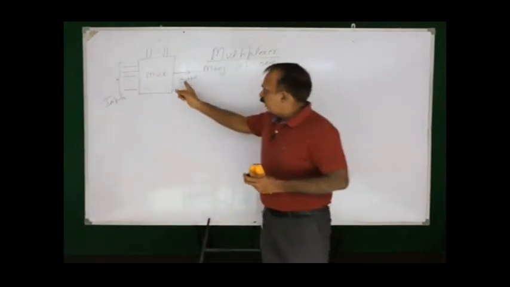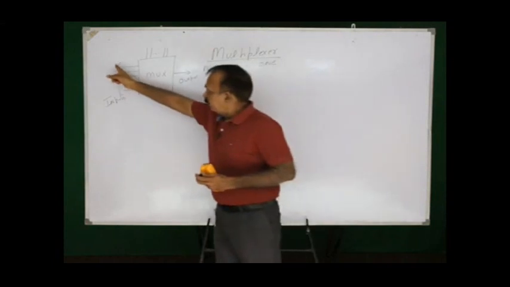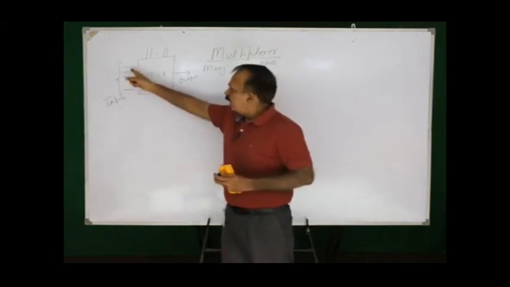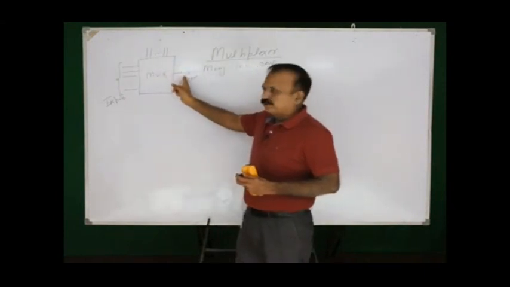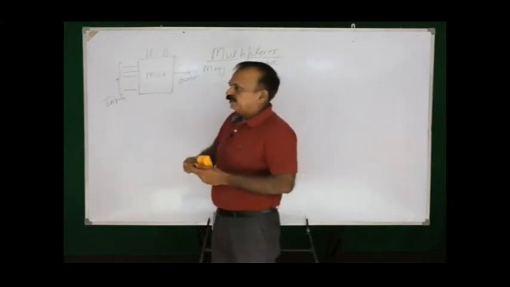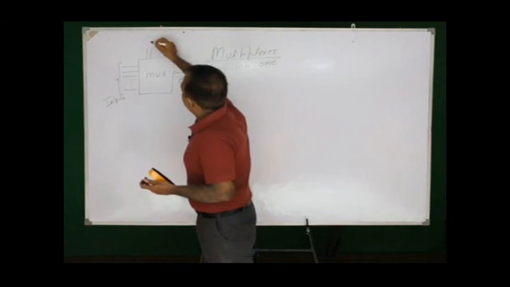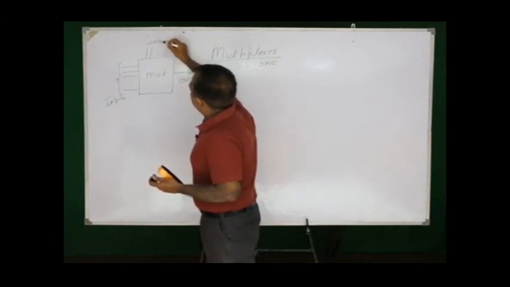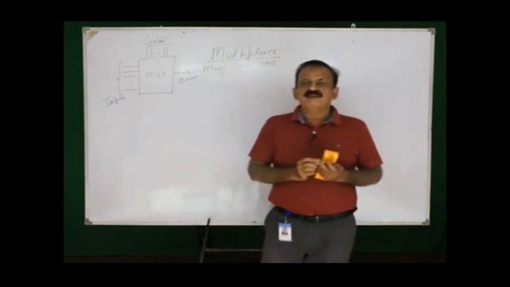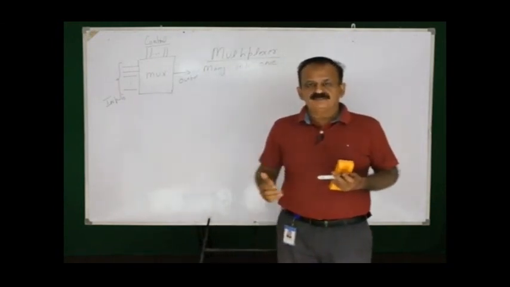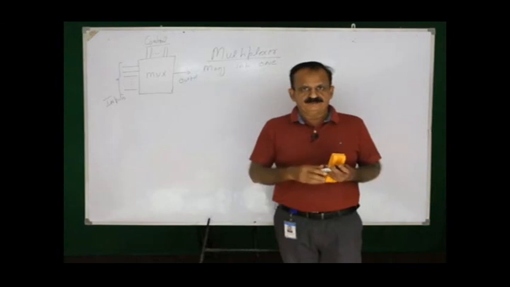Now, one output is there, and a number of inputs are there. Out of these inputs, which input will be connected to output will depend upon the control signals. These are the control signals, and this particular circuit is called multiplexer, many inputs and one output.